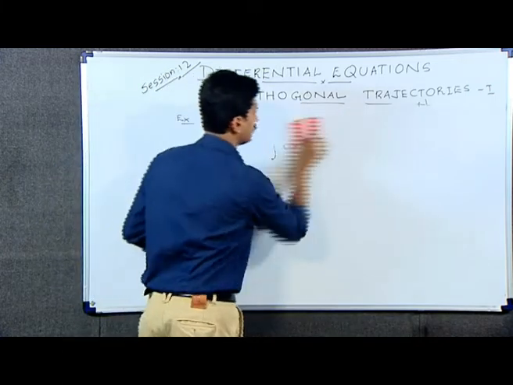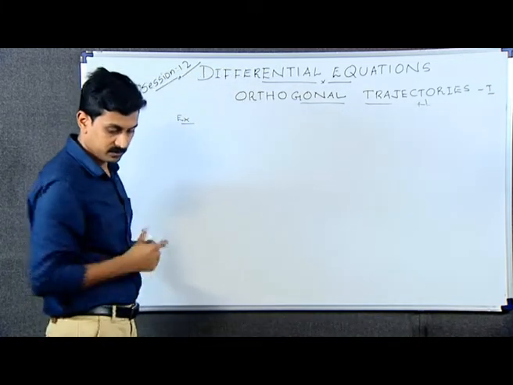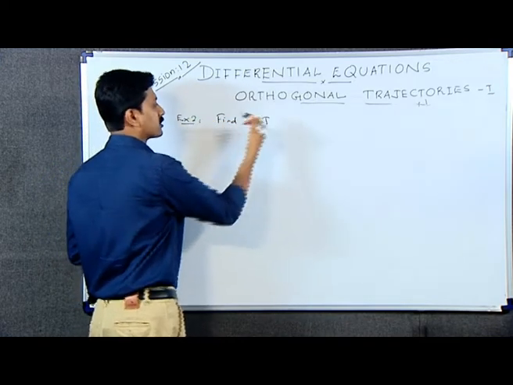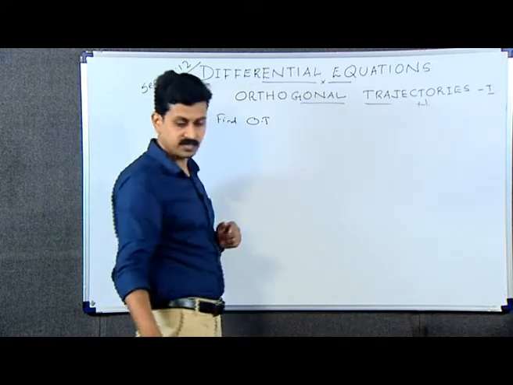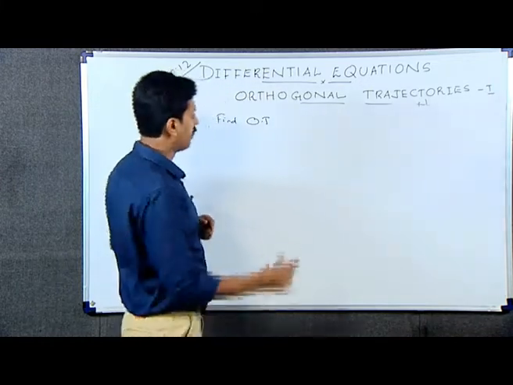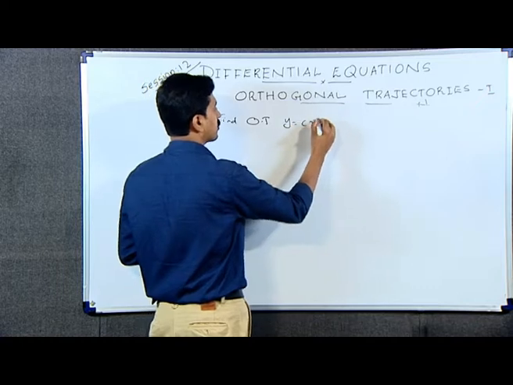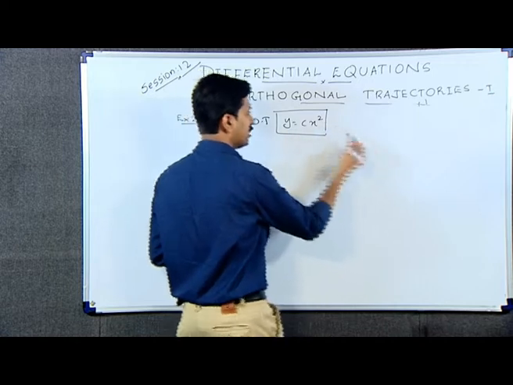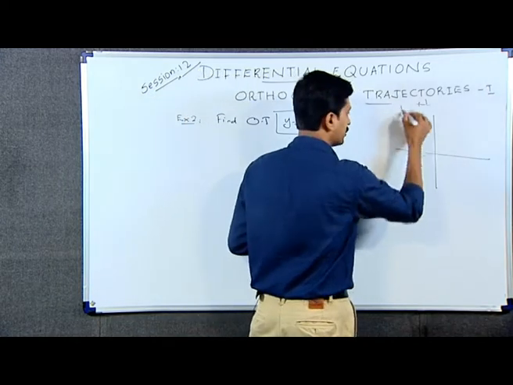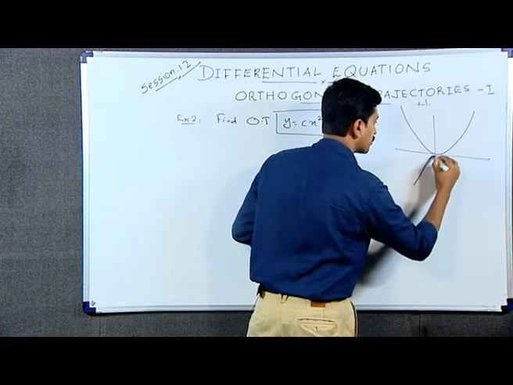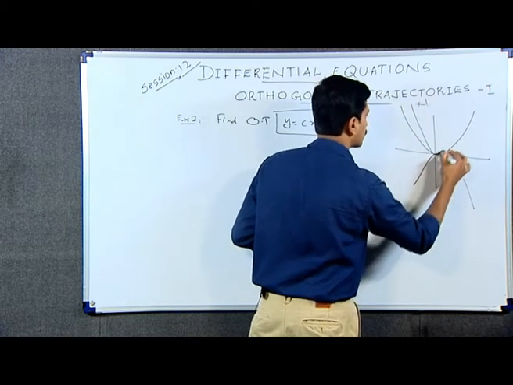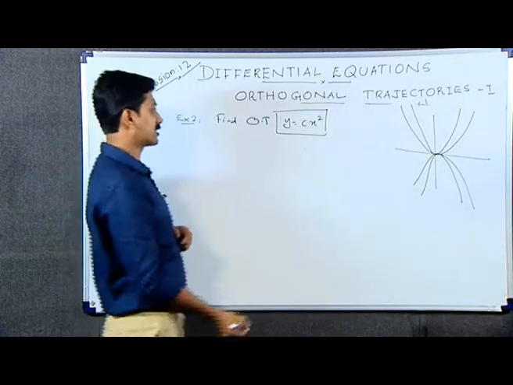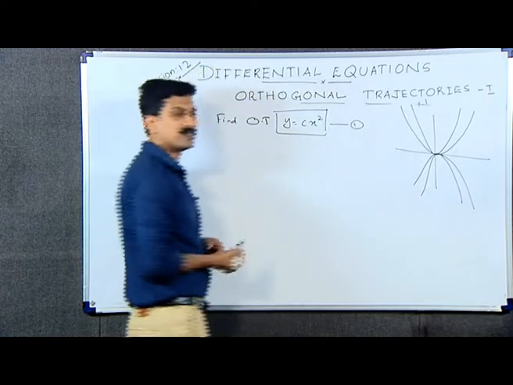Example 2. Find the orthogonal trajectories of the family of curves y is equal to cx square. What about y is equal to cx square? They are the family of parabolas which are symmetric about the y axis. So, I am taking this as equation number 1.